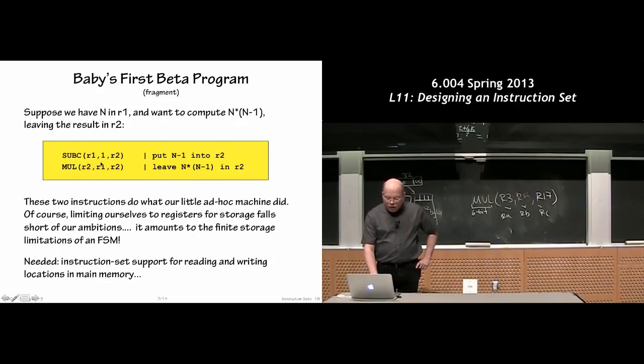Okay, so here we have our first little program. We're going to take the contents of R1, subtract 1 from it, and put it into R2, and then we're going to take R2 times R1. So if R1 contained n, R2 now contains n minus 1, so R2 times R1 is n times n minus 1, and we put the result in R2.